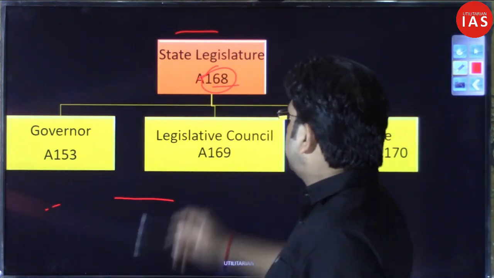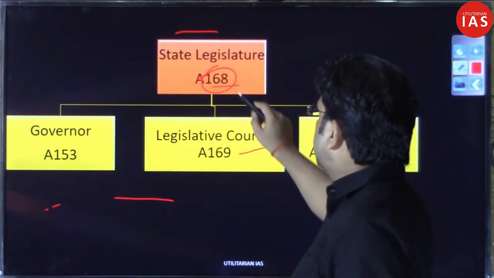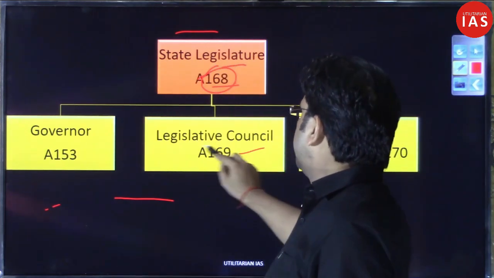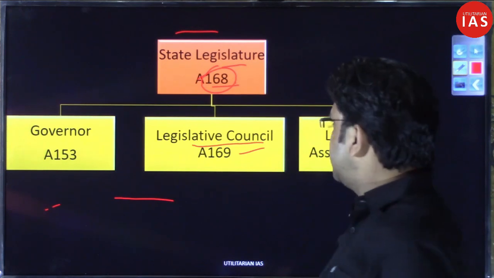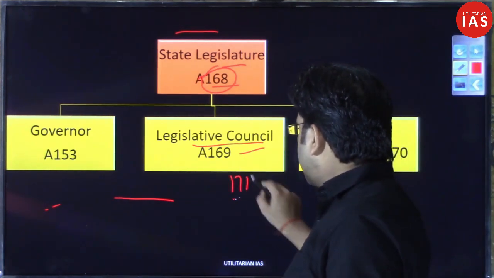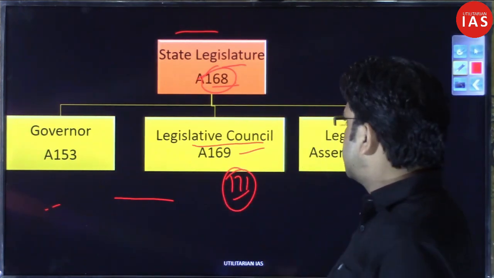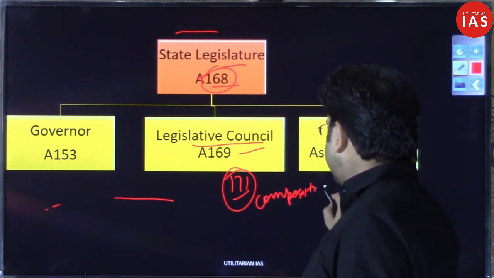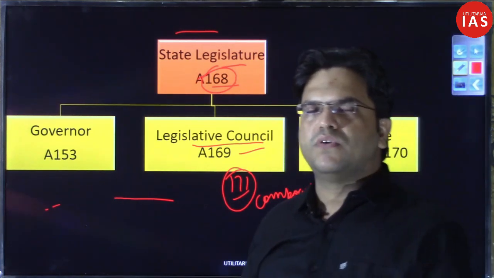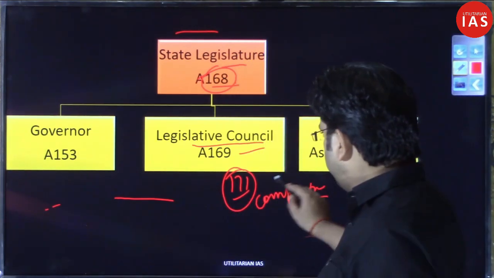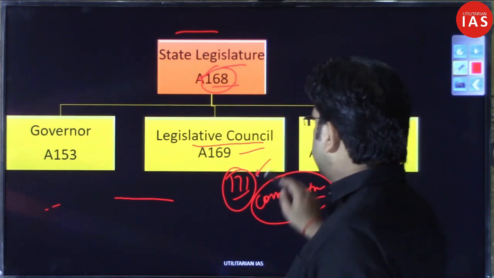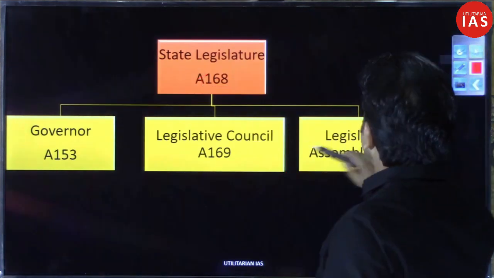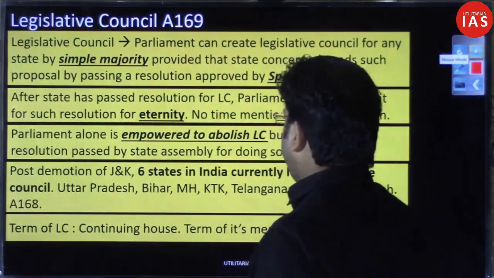So there are 3 articles that deal with the legislative council. One, article 168 itself, that deals with the state legislature. Then you have article 169, and another article, article 171, that deals with the composition, that is, once created, how many members the legislative councils of different states can have. So the composition part is dealt with by article 171. Again I am repeating, there are 3 articles: 168, 169 and 171.